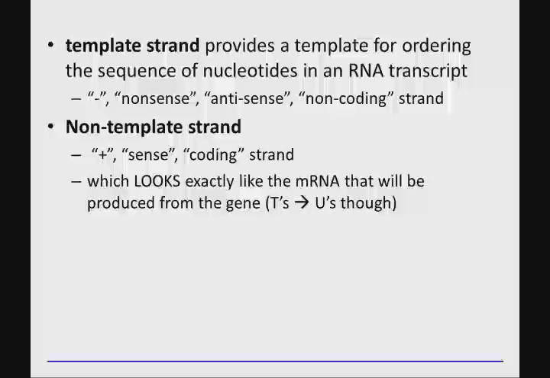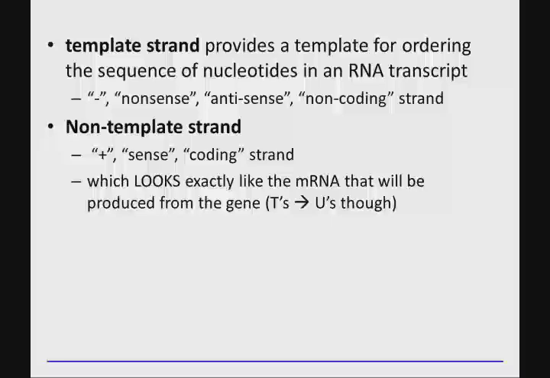So let's go back to that idea of template and non-template strands. If I were to isolate your DNA and, quote-unquote, read the sequence, well, I only need any one strand to get both strands, right? Because I know the complements of every A, T, G, or C. But only one of those strands will give me an amino acid sequence that means something to the cell. And the template strand is going to be used for ordering the sequence of nucleotides in the RNA transcript. So when I read that one, it's going to be nonsense. We call it the minus strand, the nonsense strand, the antisense strand, the non-coding strand. But it is the template for building the mRNA.